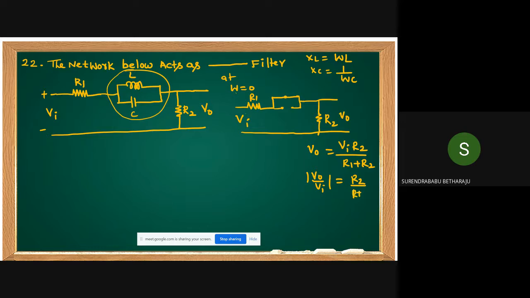This is somewhat a constant value. This is the constant value. That means at low frequency, we can get constant frequency characteristics. The output characteristics are constant.